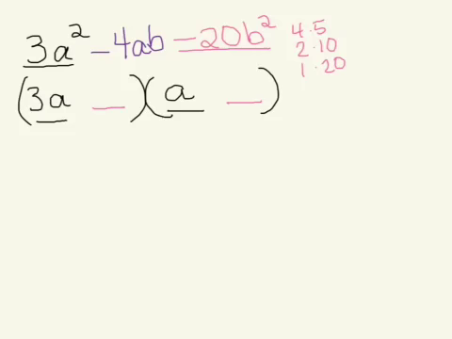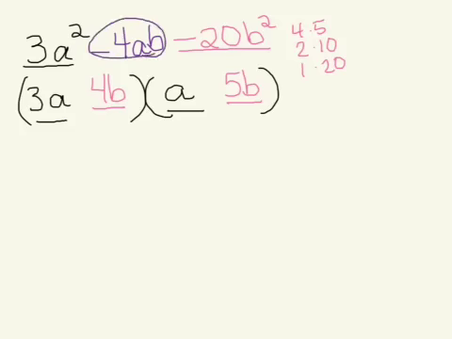So for example, let's start with the 4 and the 5. I've got a 4 here and a 5 here. I'm also going to need a b in each spot. That gives me 20b squared. I haven't got my signs determined yet, but let's go ahead and verify if the 4b and the 5b are even the right choice. The way we do that is we need to focus on our middle term right here, 4ab.